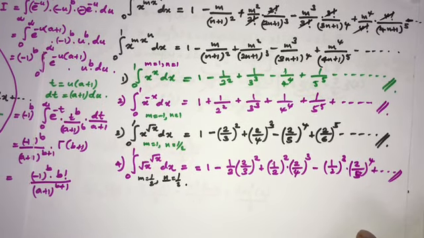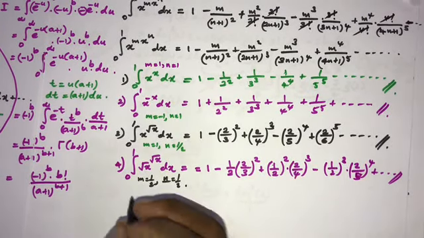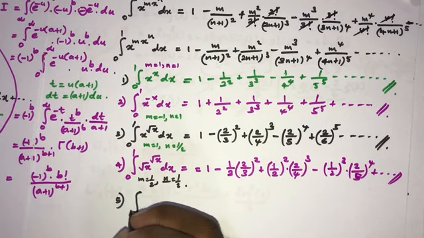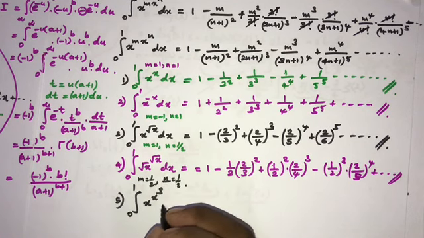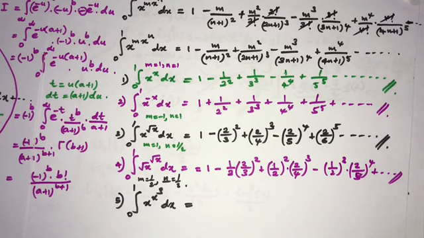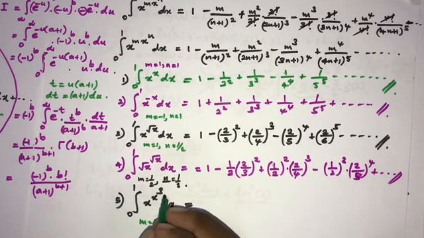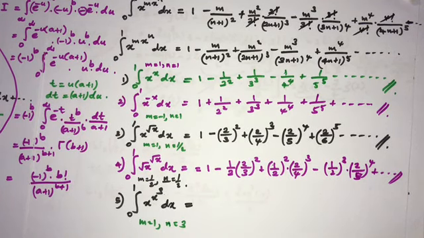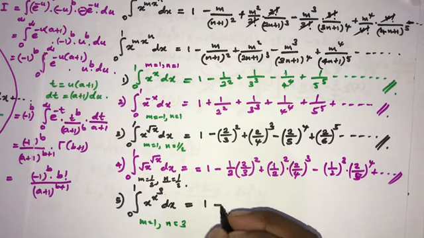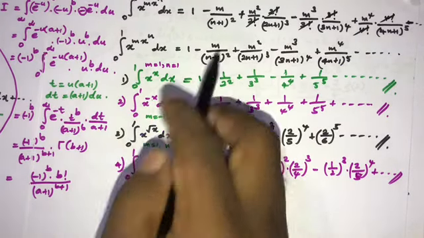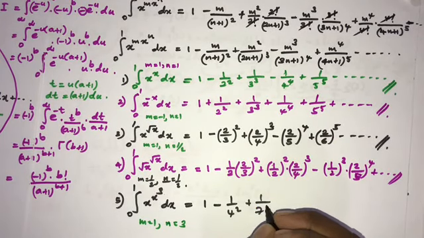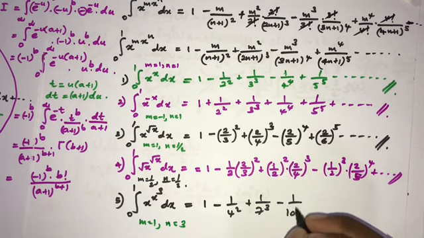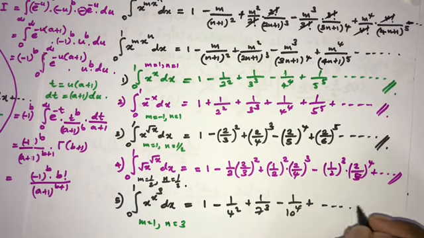Then our last integral, number 5, 0 to 1 of x raised to the x raised to the 3rd power dx. Now m is equal to 1 and n is equal to 3, so we can write this is equal to 1 minus, now n is 3, so 3 plus 1, 4, so 1 over 4 squared, plus 1 over 7 raised to the 3rd power, minus 1 over 10 raised to the 4th power, plus and so on.